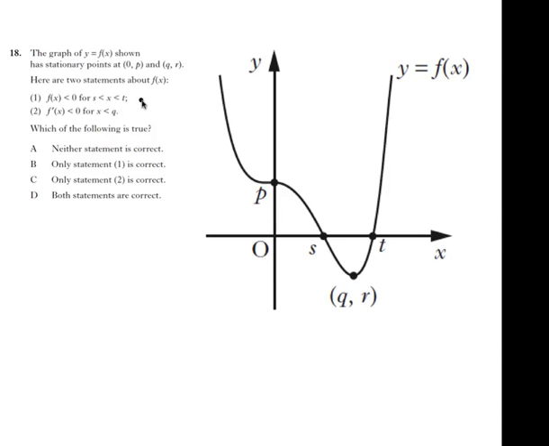So here's the actual question. So remember, graph below x-axis between s and t. Yes. So this is true. Graph going downhill anywhere left of q. Not true. Flat there. Isn't going downhill. So that was false. So what choice did we make? Only statement 1 is correct. Choice B.